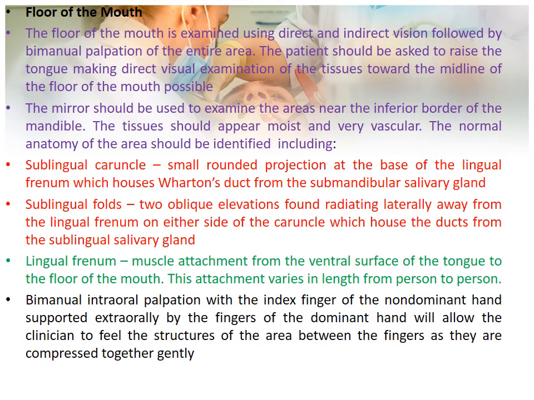Another area which could be examined is the floor of the mouth. And here the floor of the mouth is examined using direct and indirect vision, followed by a bimanual palpation of the entire area. If we want to examine this area carefully, we have to ask the patient to raise the tongue, making direct visual examination of the tissue toward the midline of the floor of the mouth possible. And we are going to use a mirror. And here the tissue should appear moist and very vascular.